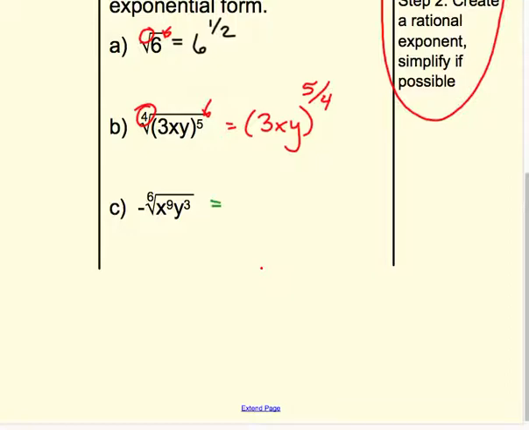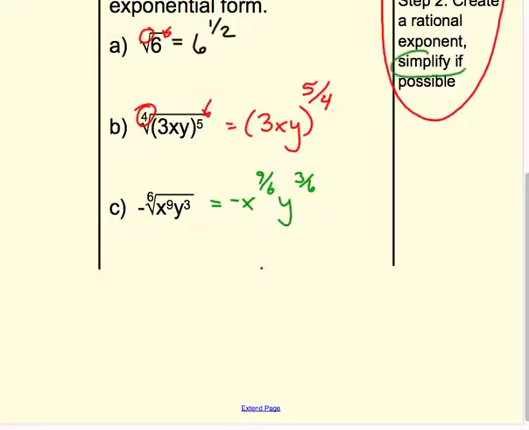Last example on this slide, this time the powers are separate on each of the variables. So we're going to look at this separately. And I'm going to take care of that negative last. So we've got x to the 9 over 6 power times y to the 3 over 6 power. And when we multiply by a negative, we can just have that as our coefficient.